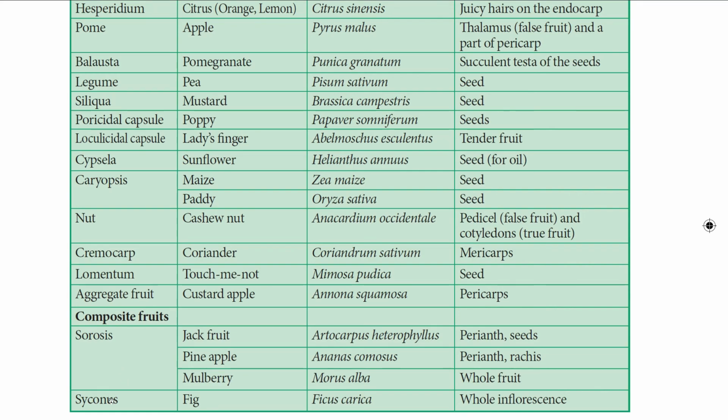Composite fruit, Sorosis and Syconus, jackfruit. Sorosis example, jackfruit, pineapple, mulberry. So all perianth and seeds are edible. Here in mulberry, the whole fruit is edible. Fig, Syconus, fig, whole inflorescence become edible.